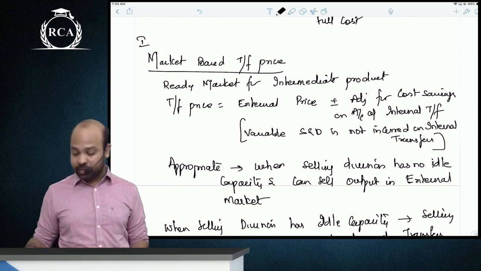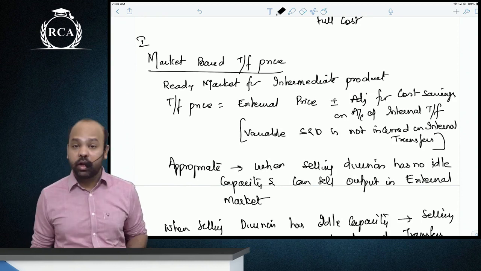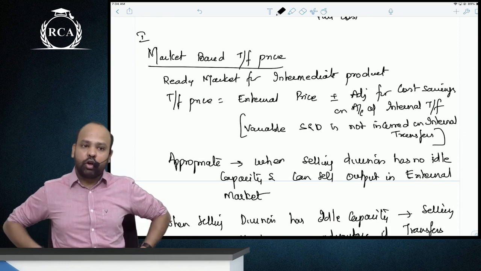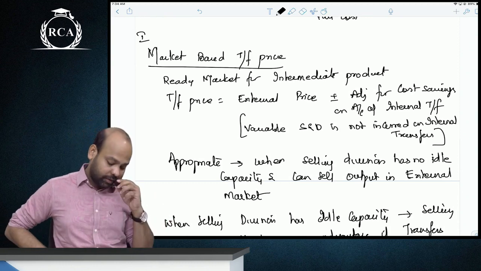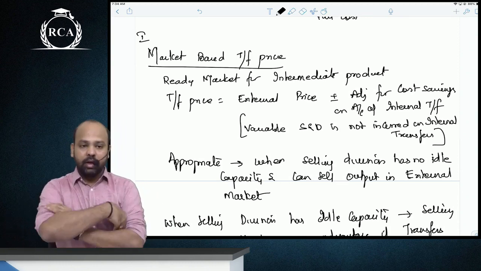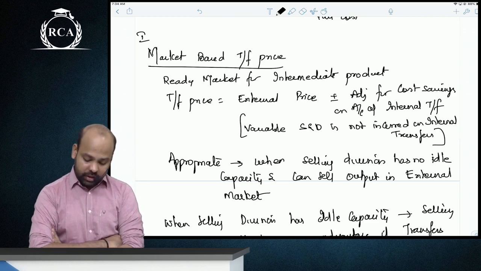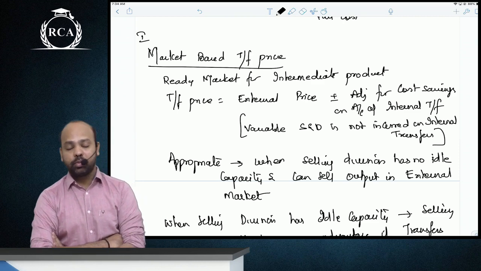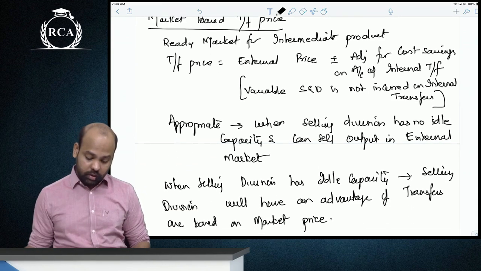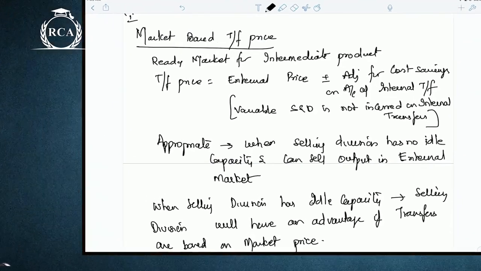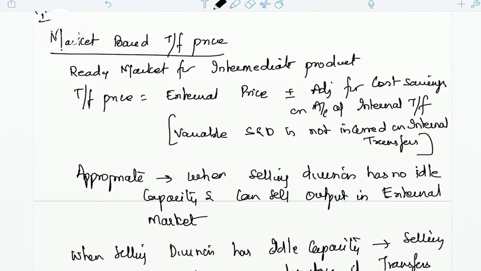Market based transfer prices are better. There should be a ready market for the intermediate product. Your transfer price should be equal to external price plus or minus adjustments for cost savings if any, as variable S&D is not incurred on internal transfers. Appropriate when the selling division has no idle capacity and can sell the output in the external market. Write this, all of this comes as comments. Write quickly, guys. We will talk about the advantages and disadvantages.